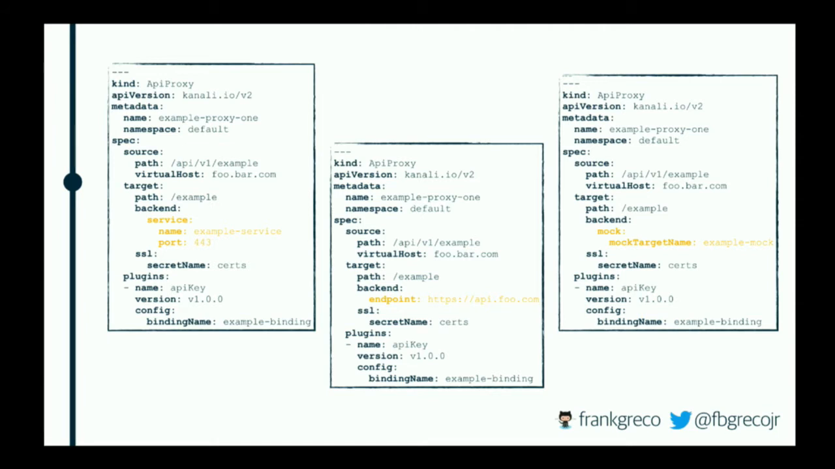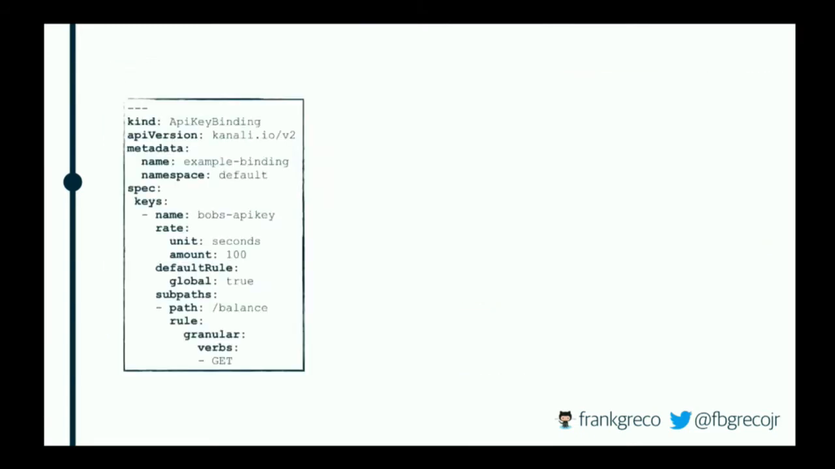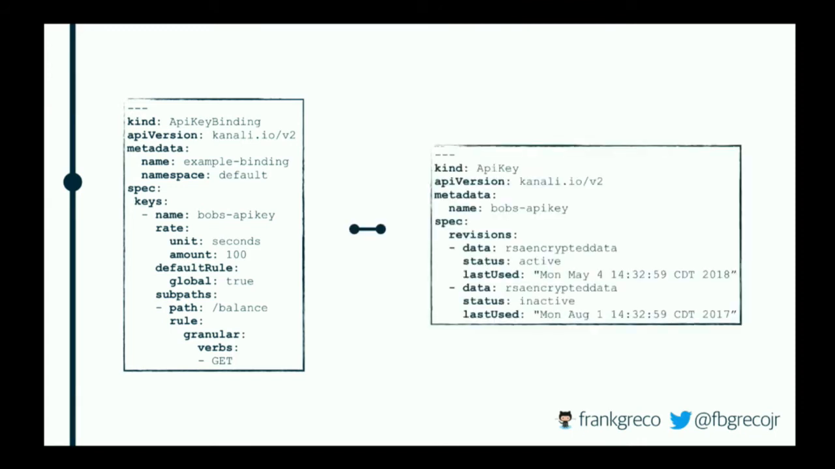So this is the API proxy spec. We'll see a demo of this in a little bit. But next is the API key binding spec. Kanali follows an RBAC-like approach. So we have API keys, which are abstracted from proxies, and then you have API proxies. And then you need something that basically binds a set of keys to a proxy. And that's what the API key binding spec does. It basically says, here's a list of keys that have access to this binding.